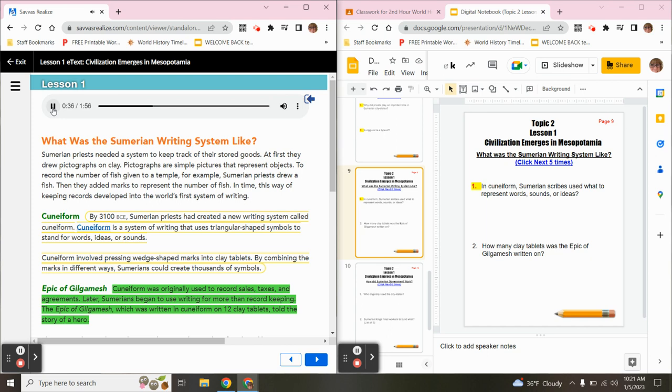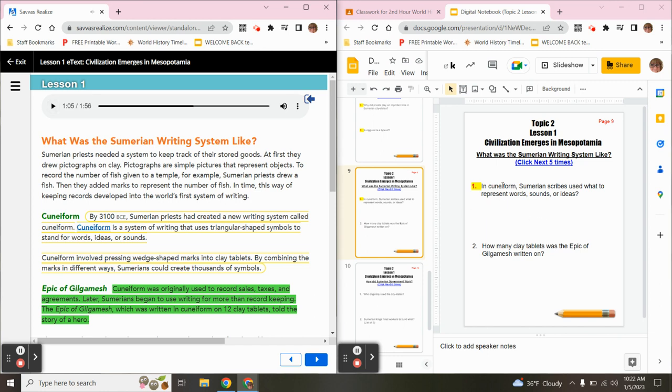Cuneiform. By 3100 BCE, Sumerian priests had created a new writing system called cuneiform. Cuneiform is a system of writing that uses triangular-shaped symbols to stand for words, ideas, or sounds. Cuneiform involved pressing wedge-shaped marks into clay tablets. By combining the marks in different ways, Sumerians could create thousands of symbols.